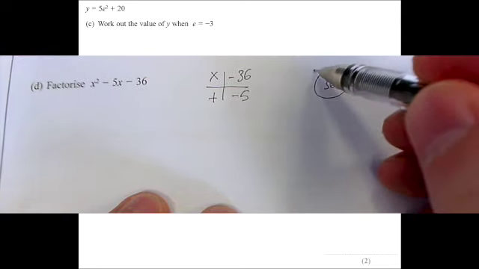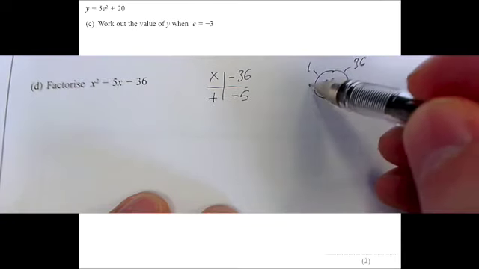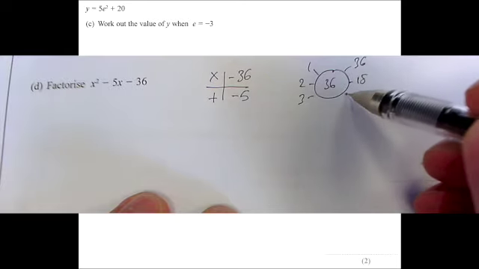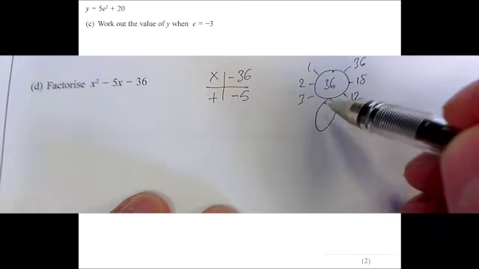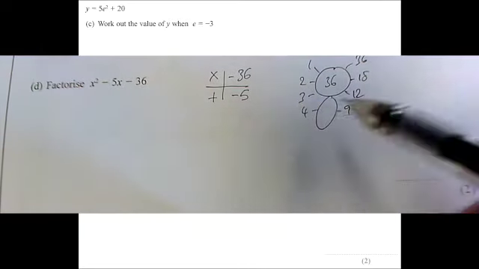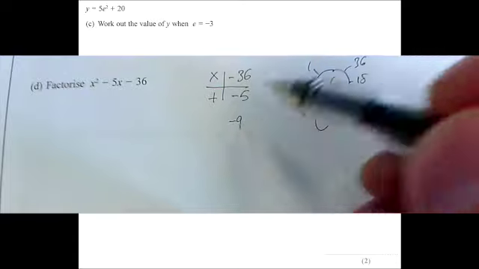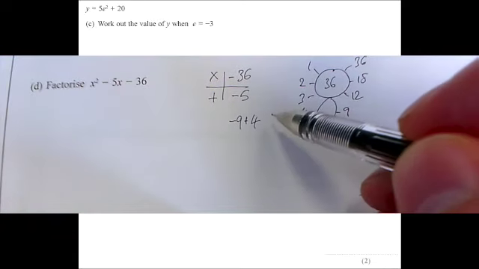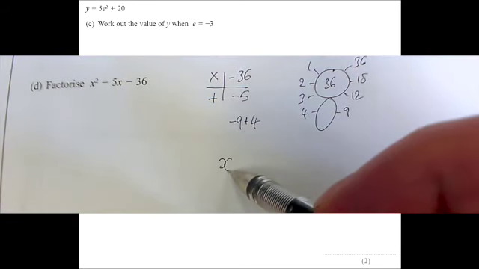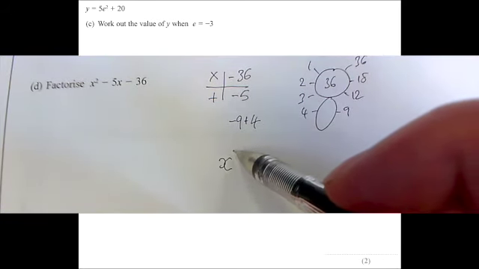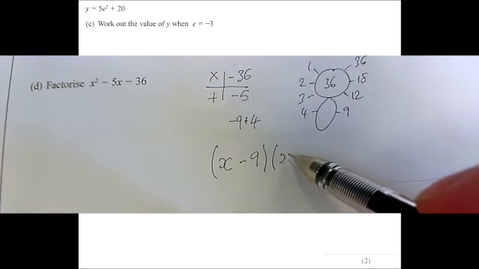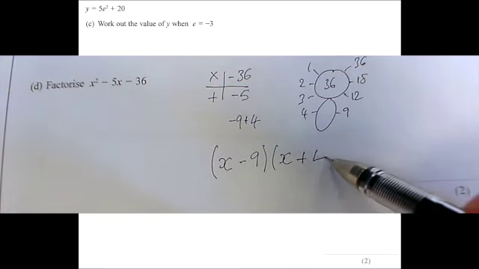So here we go, 36 in the box, so 1 times 36 is 36, 2 times 18, 3 times 12, and 4 times 9. And 5 times, no, I don't need 5 because there's a difference between 4 and 9 of 5, isn't there? Minus 9 plus 4 makes minus 5, and minus times 9 times 4 makes minus 36. They're my numbers, so just write that down. x squared minus 9x plus 4x is the answer I need.